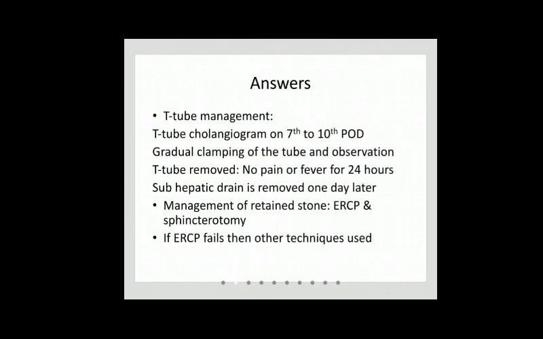Clear? Yes sir, thank you sir. So in Whipple's operation, we remove the distal stomach with duodenum and proximal 10 to 15 centimeter of jejunum, and remove the head and neck and uncinate part of the pancreas and distal part of the common bile duct. And reconstruction is done in the following way. You can go first for pancreaticojejunostomy, then choledochojejunostomy, and finally gastrojejunostomy.